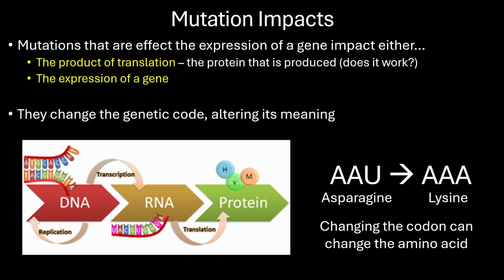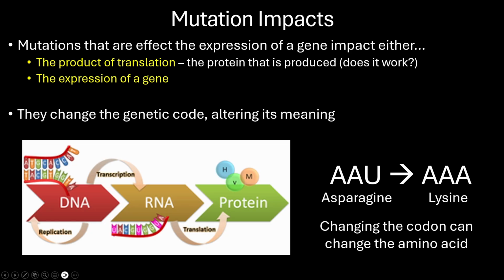How does it work? Does it function any differently? Or it can influence the expression of a gene. It can modify how effectively that gene is transcribed and later translated. Is it transcribed more often than it was before or less? In either case, we are modifying the individual nucleotides, which in the case of a gene can directly change the genetic code and alter its meaning.